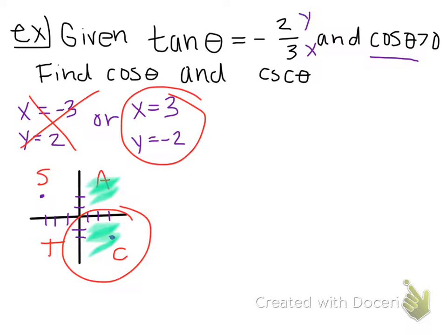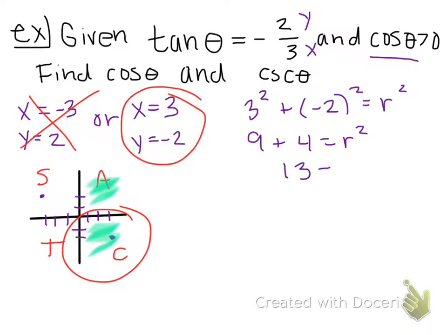So now that I know x is 3, y is negative 2, I also need to find my r value. So I have 3 squared plus negative 2 squared equals r squared. So I have 9 plus 4 equals r squared. So 13, which means r is equal to the square root of 13. And now that I know x, y, and r, we're in the home stretch.